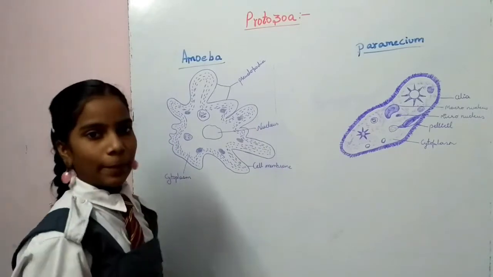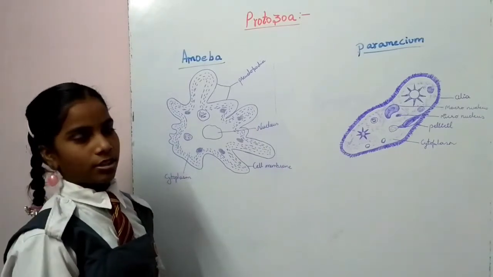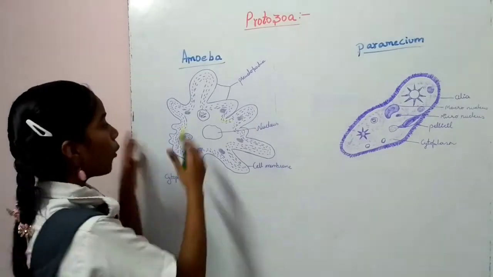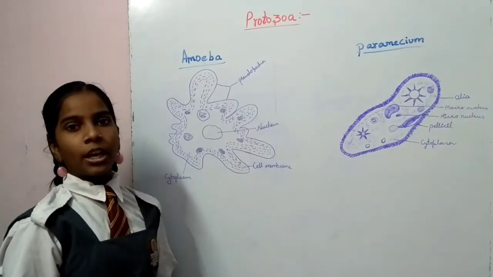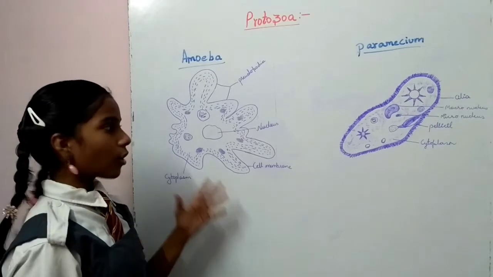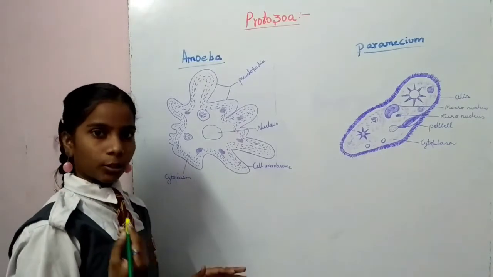So, what is an amoeba? Amoeba is a unicellular organism. It means that the whole body of amoeba is made up of a single cell. It performs all its activities with that unicell.